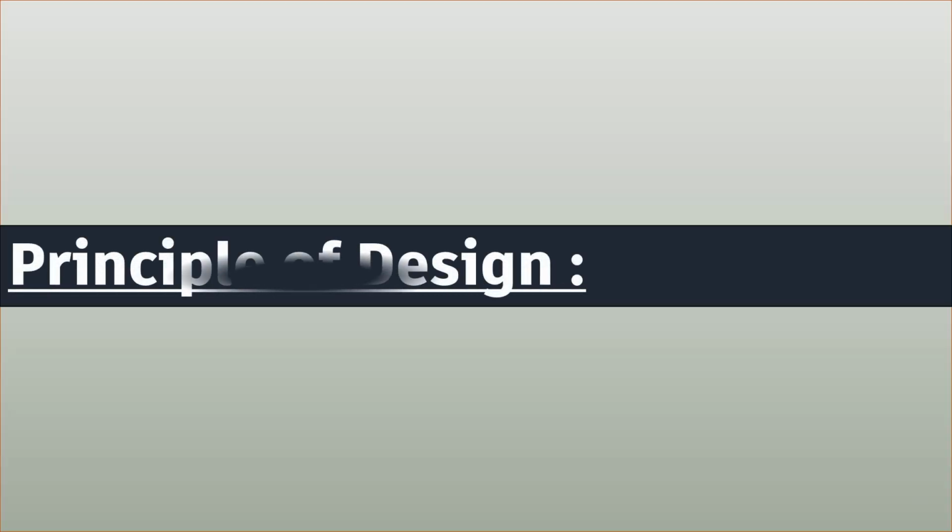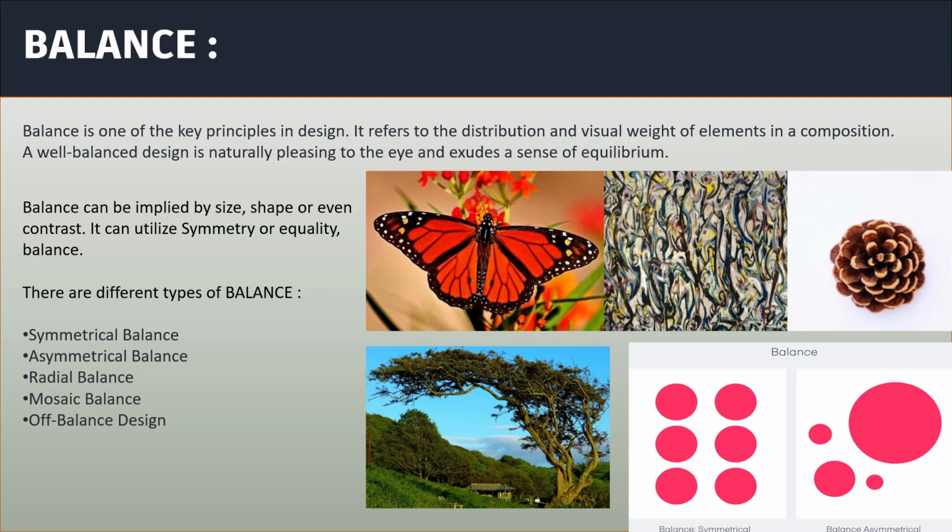Okay, then we have principles of design. So let us begin. We have balance over here. So what is balance? Balance is one of the key principles in design. It refers to the distribution of visual weight of elements in a composition. A well-balanced design is naturally pleasing to the eye and exudes a sense of equilibrium. Balance can be implied by size, shape or even contrast. It can utilize symmetry or equality of balance. There are different types, like symmetrical, asymmetrical, radial, and mosaic balance.